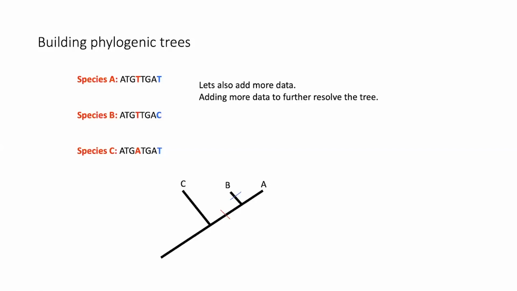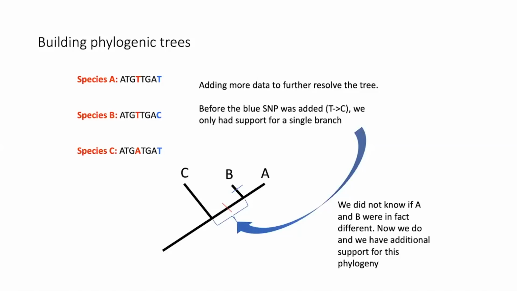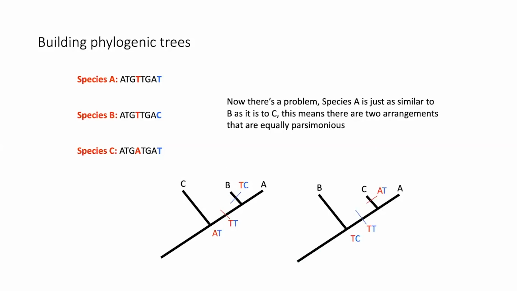And so we add in a little bit more DNA sequence, and we see now that there's a second polymorphic site, and that the second site now has species B being distinct from species A, and species A is now just as similar to species C at this site as it is to species B. When we start adding in this additional information, we're left with a conundrum: there are now two ways that we could build this tree that are equally parsimonious, and it's not clear what arrangement you would want this tree to be in.